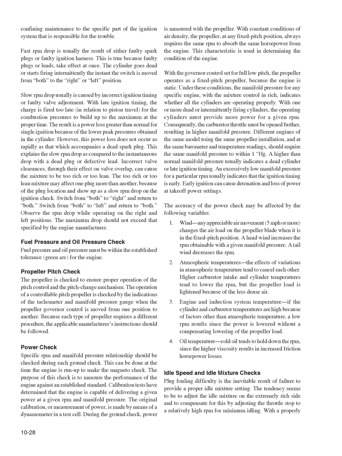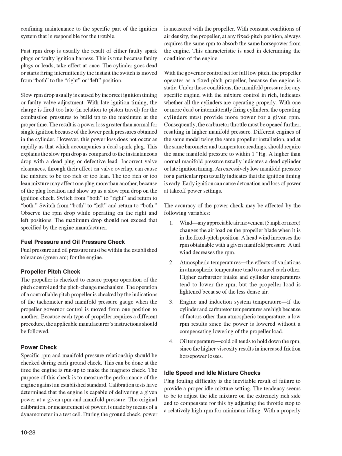1. Wind. Any appreciable air movement, 5 miles per hour or more, changes the air load on the propeller blade when it is in the fixed pitch position. A headwind increases the RPM obtainable with a given manifold pressure. A tailwind decreases the RPM.